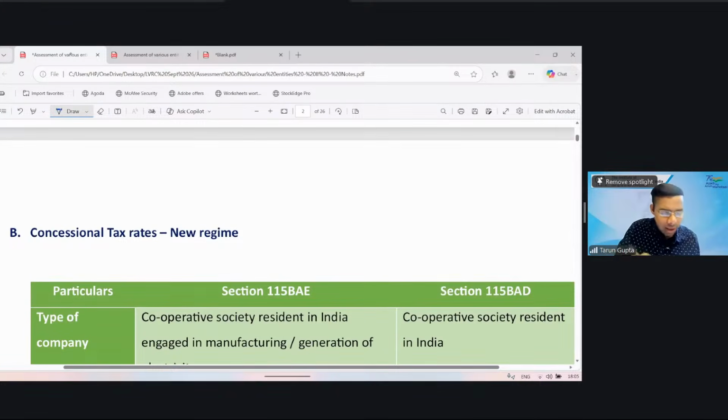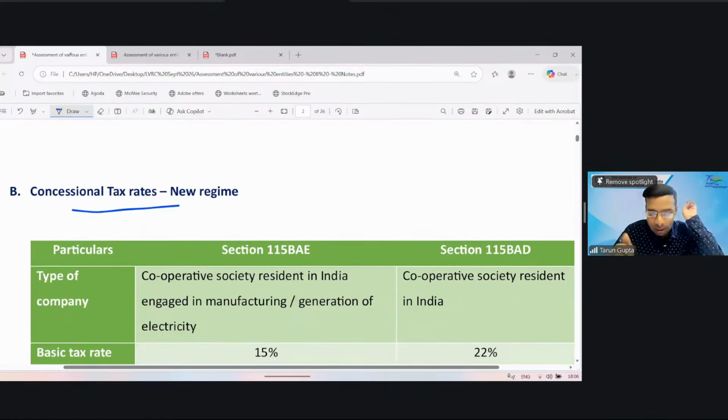Now we are discussing the concessional tax rate applicable to the cooperative society. This is the new tax regime. So as we discussed in case of company, similar regimes are applicable for cooperative societies as well. Firstly, a benefit similar to the companies is given to cooperative society engaged in manufacturing or production of an article or thing or generation of electricity. But this benefit is given only if the cooperative society is resident in India. The relevant section is 115BAE. If you remember, there the section was 115BAB.